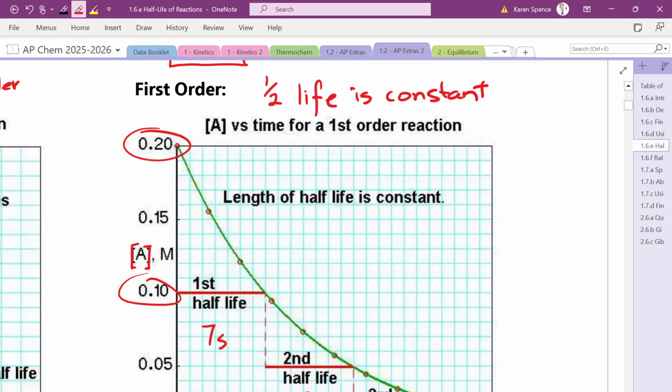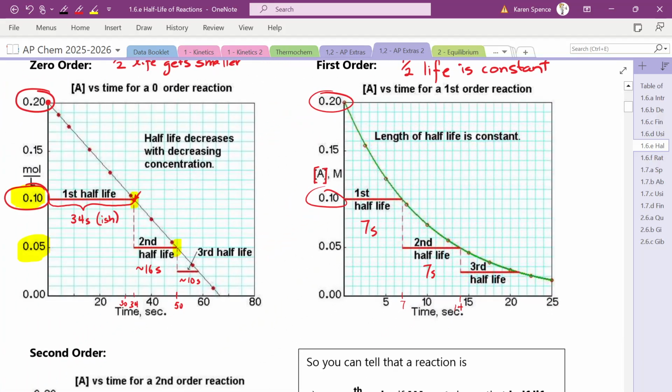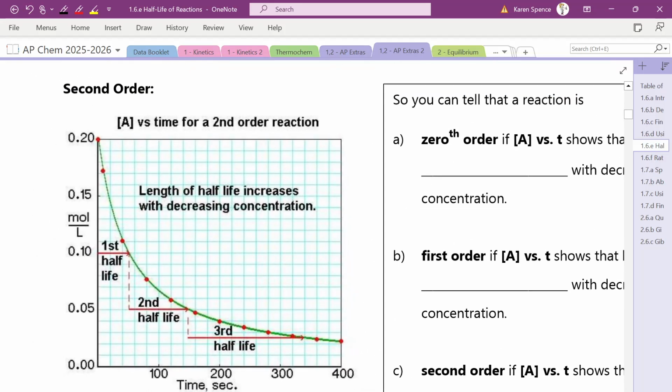Anyone want to guess what happens for second order to the length of the half-life as time goes on? It increases. It's the only thing left, right? And we can look down here and we can see that indeed for a second order reaction, the half-life is increasing. So this would give you another tool if you wanted to explain from a graph why you know a reaction is first order or second order or third order.